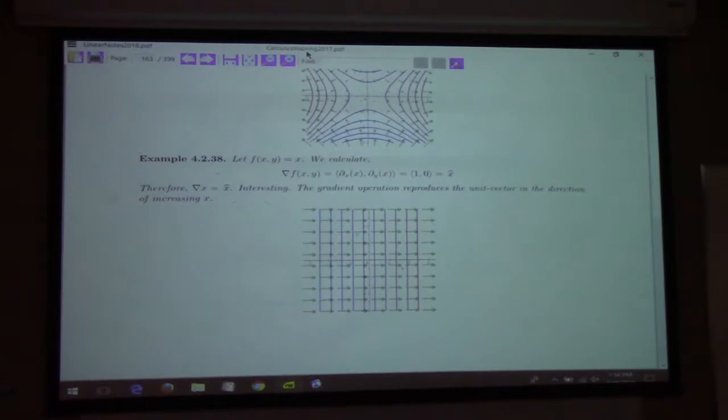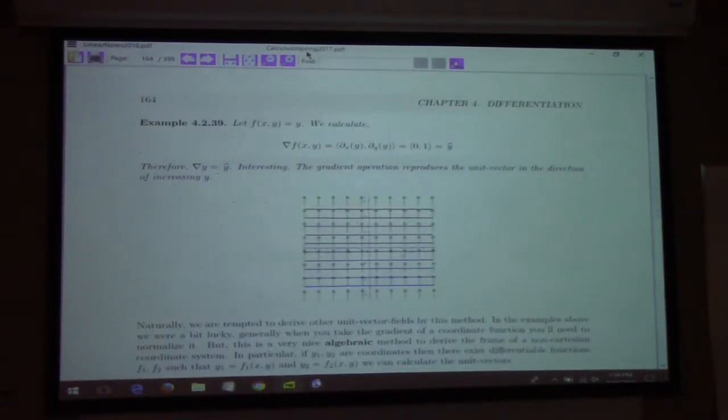Here's another one, though. Here's the gradient vector field for a very boring function, f of x equals x. What's the gradient? It's 1, 0. What's the gradient vector field of x? It's just x hat, which, by the way, is not just one vector. It's actually the application of the vector 1, 0 at every point in the plane. This is x hat, actually. It's a vector field. Y hat is a vector field, right?